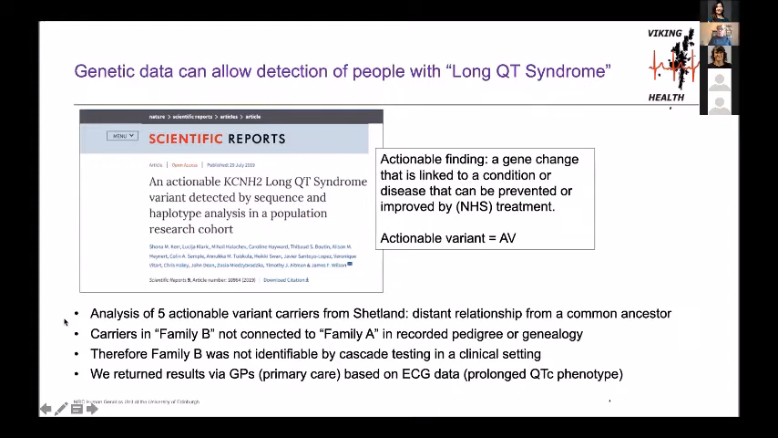And the more we thought about this, the more uncomfortable we started to feel, because it was pretty likely that this family B hadn't been involved in clinical genetics, hadn't been found by the cascade testing. And so we possessed information about these participants that could be really useful for them to have.